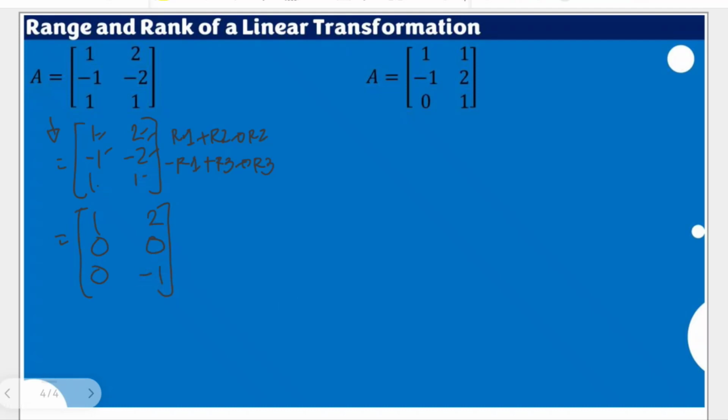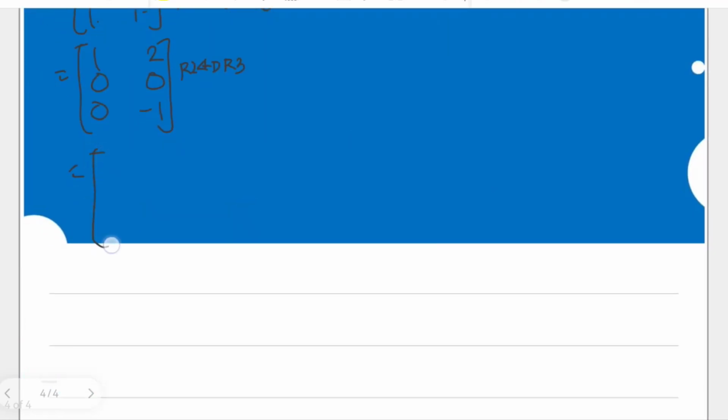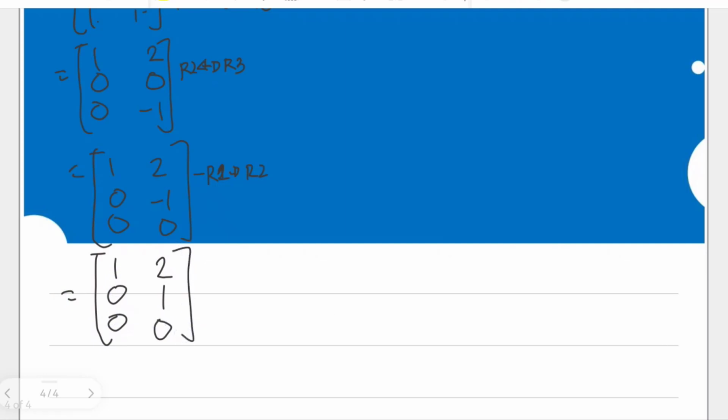Since we have here a row of 0, and for the reduced row echelon form, the row of 0 must be on the bottom portion, simply interchange row 2 and row 3. So with that, we can have here 1, 2, 0, -1, 0, and 0. The next step is to make this a leading one. Simply multiply -1 to our row 2. So we have here 1, 2, 0, now +1, 0, and 0.